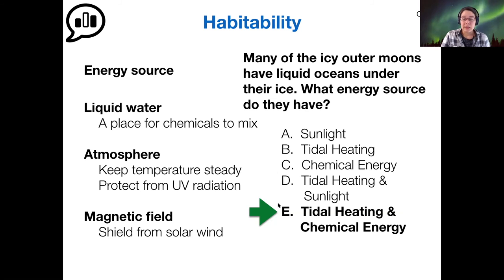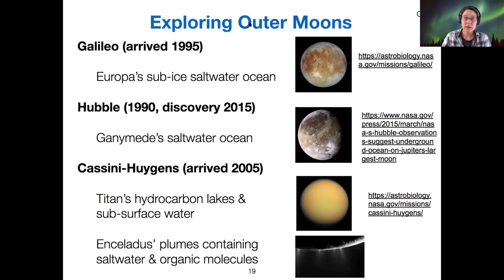And this happens in the hydrothermal vents of Earth's deep oceans. So that is suggestive that perhaps a deep liquid ocean that's tidally heated and can support chemical energy could support life. So there's lots of interest in sending probes to the outer worlds, but they're very far away. So that makes it a little bit hard to do exploration. But here are some missions that we have done.